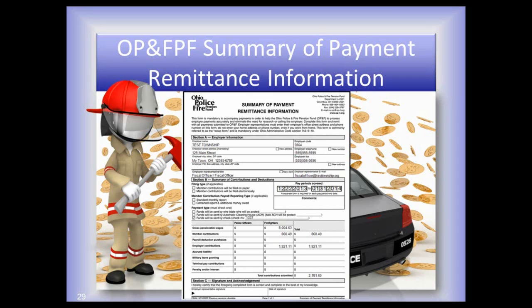A report of retirement deductions and payment must be accompanied by the completed summary of payment form. Submitting the summary of payment form with missing information will result in a notice of cure from OP&F. A cure notice allows the employer 30 days from the date of the notice to correct the form.